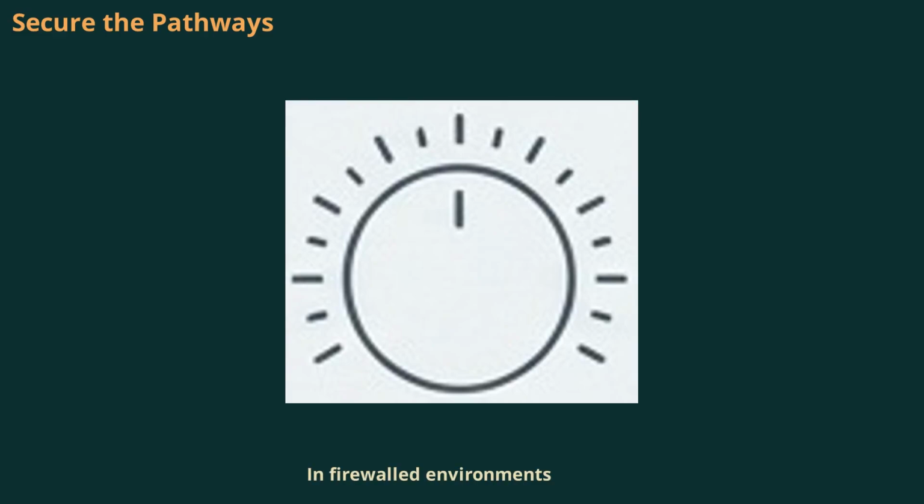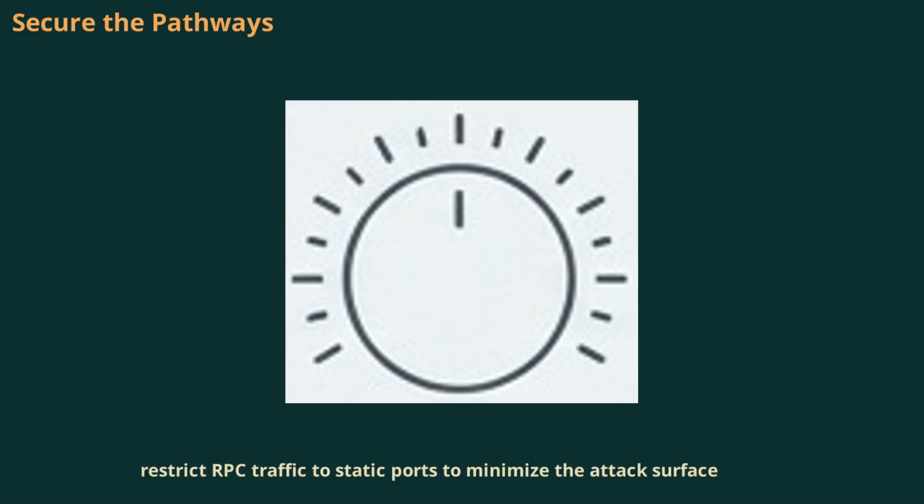In firewalled environments, restrict RPC traffic to static ports to minimize the attack surface. This security measure reduces the risk of unauthorized access and helps maintain a robust, secure directory infrastructure. Always balance security with manageability when configuring your replication environment.